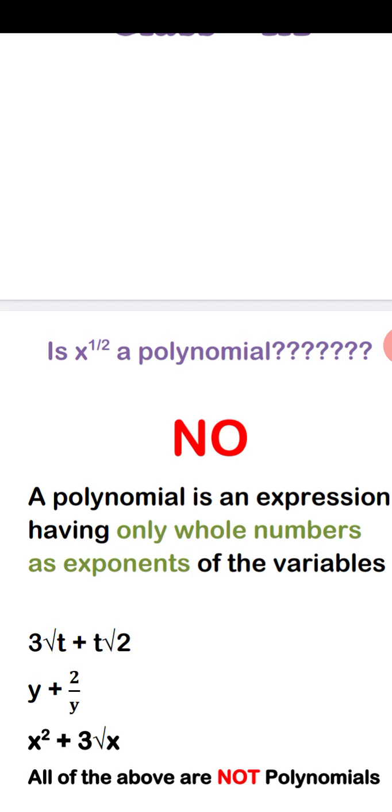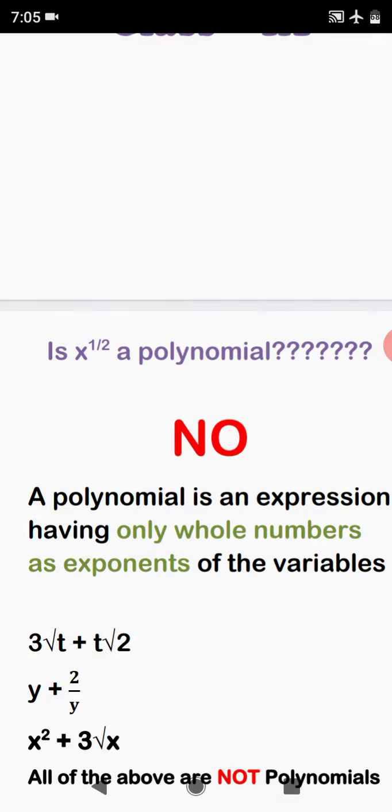y plus 2 upon y. Here the power of y in the second term is minus 1 because y is in the denominator. Hence, this is also not a polynomial. x square plus 3 root x. Again, there is a root on x. So, this also is not a polynomial since the power of x is 1 by 2 and it is not a whole number. So, now you know that a polynomial is an expression in which the exponent of the variable is only a whole number.